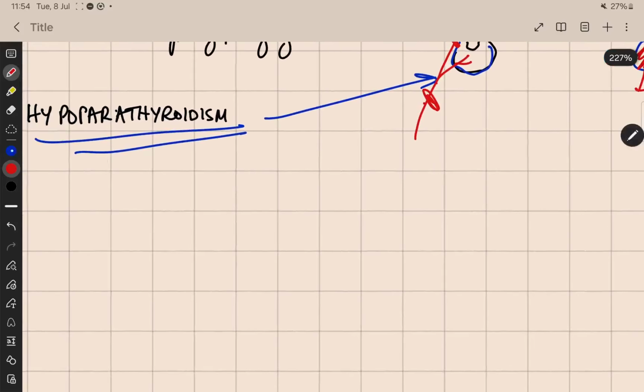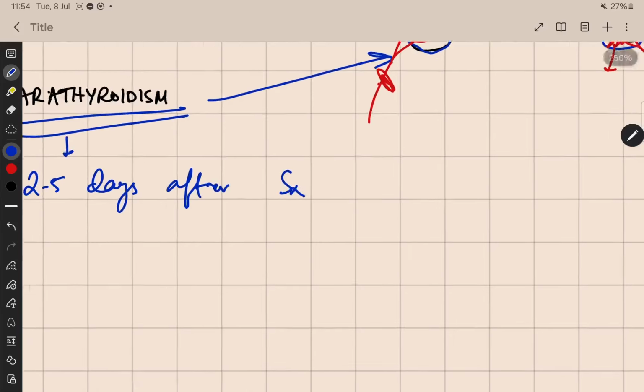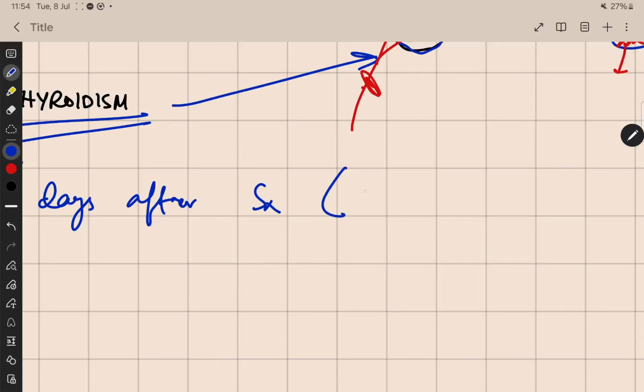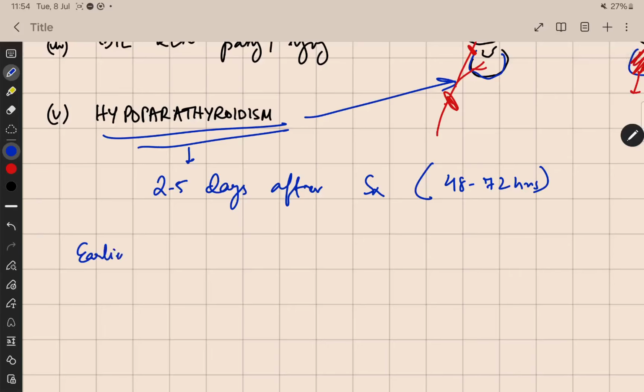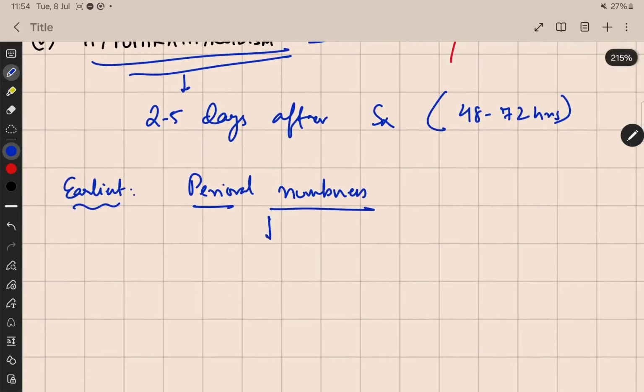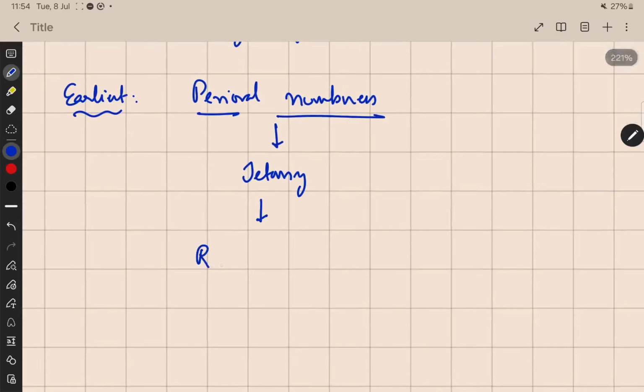But it doesn't occur immediately. It generally occurs 2 to 5 days after surgery. If you are using old Bailey and Love, that is the 27th edition, it is given as 48 to 72 hours, but in the new edition it is given as 2 to 5 days. So the earliest symptom will be perioral numbness, that is around your lips or around your oral cavity you will not feel anything, followed by tetany, followed by the dreaded complication, that is respiratory muscle paralysis.